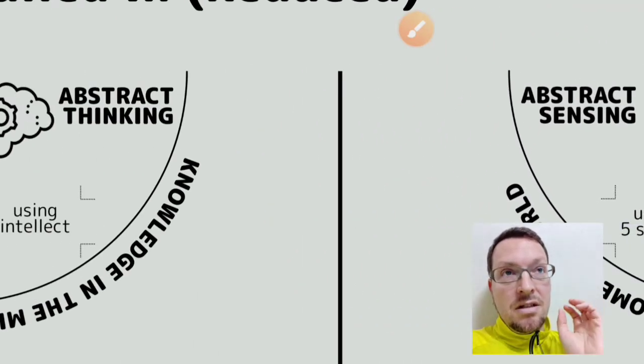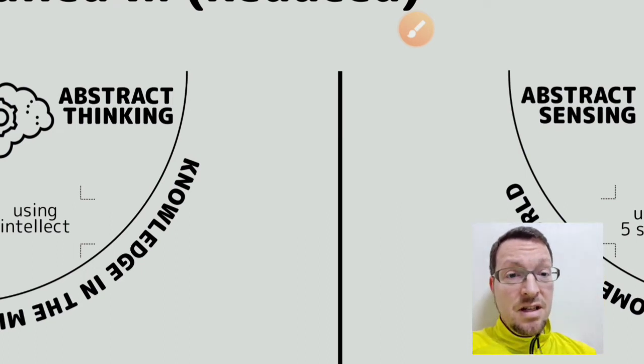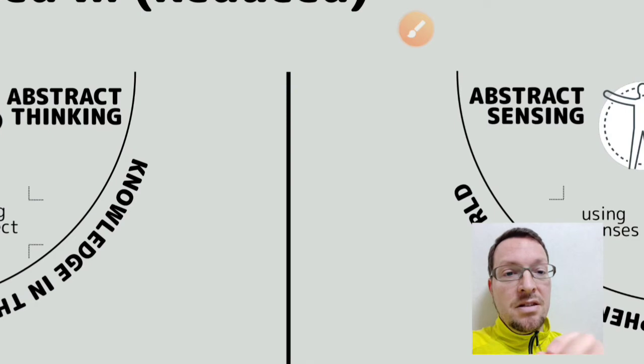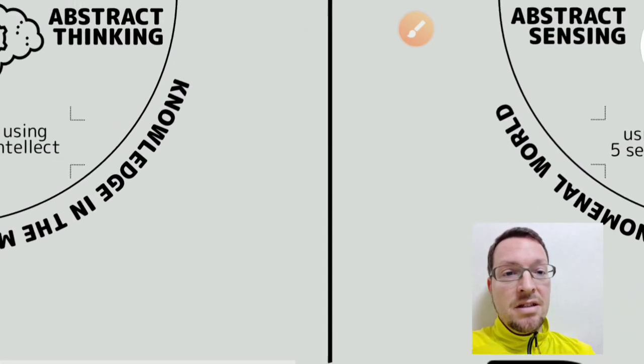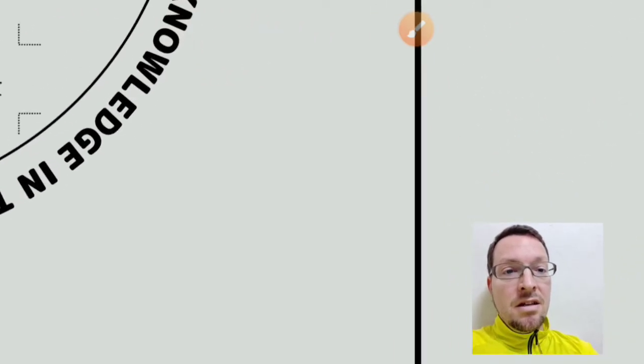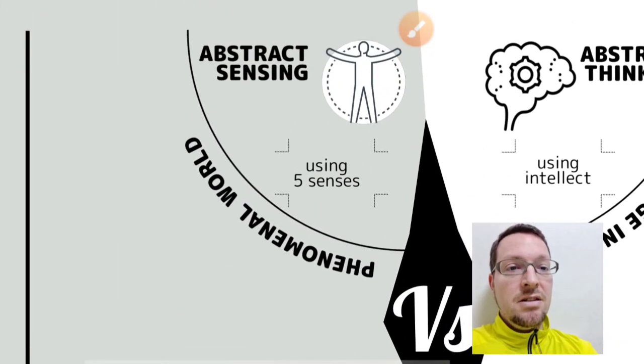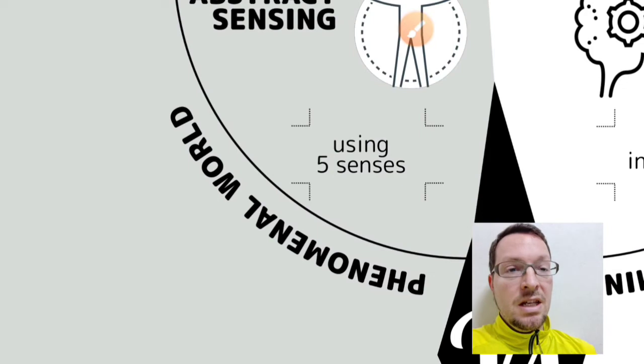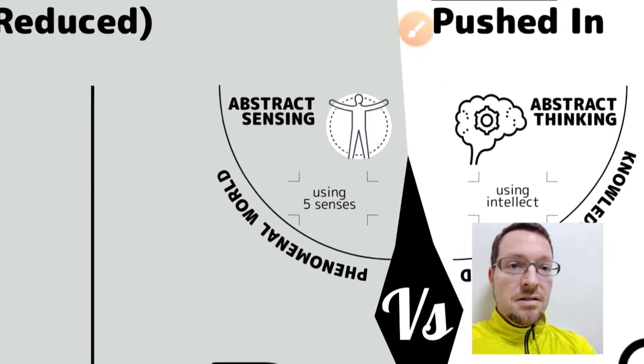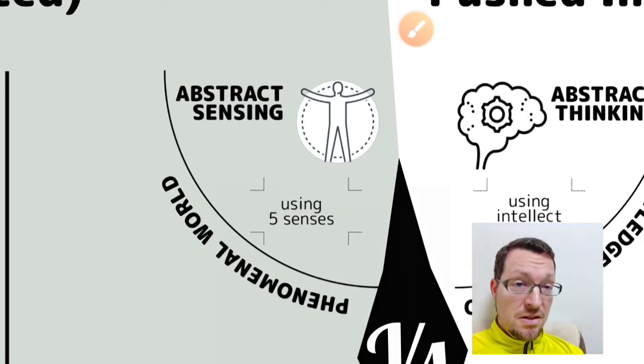What happens is abstract thinking is turned into something that's not abstract thinking. It's turned into something called passive thinking. And an idea that's in the mind space over here on this side is brought over, pulled over into the phenomenal world. I'm going to give you an example of that. So the problem is this passive thinking in abstract sensing.